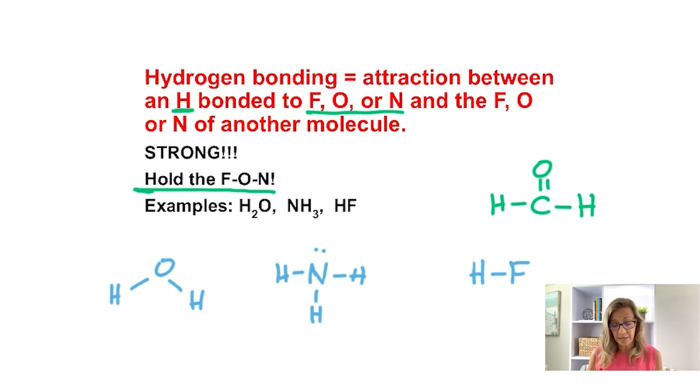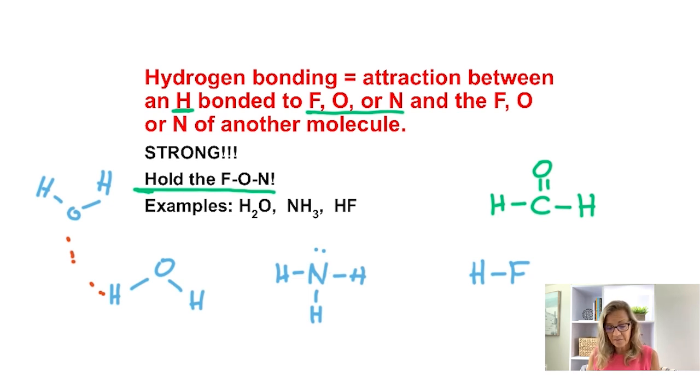So let's take a look at water. Is the hydrogen bonded to an F, O, or N? It is. So let me draw another water molecule, and this is how we would show the hydrogen bonding. It's between the hydrogen bonded to an O, F, or N, and the O, F, or N of another molecule. And so we would draw a dotted line showing the hydrogen bonding.